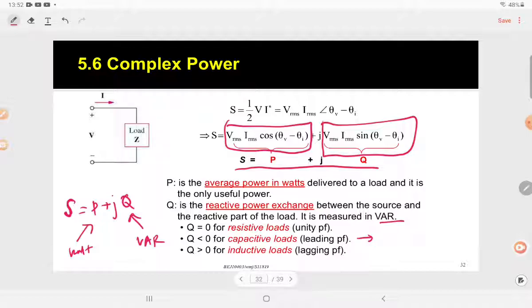And then when your Q is larger than 0, we know that is an inductive load, right? That means if the part here is larger than 0, it is positive. So if you get P plus positive JQ, we know it's an inductive load, and usually an inductive load leads to a lagging power factor. And let's say if your S equal to P minus JQ, we know that is Q less than 0. We know that your load is actually a capacitive load and leads to a leading power factor.